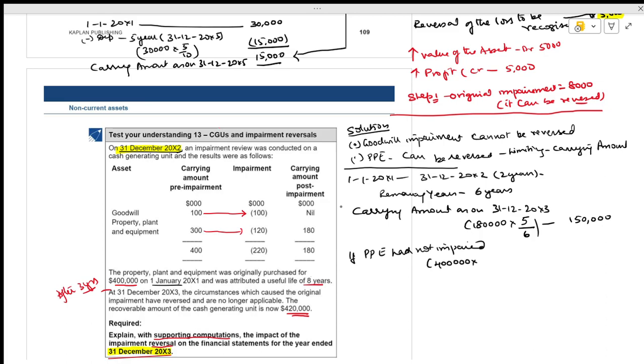400,000 times how many years? How many years are left? 5 years. Total number of years are how much? 8. This is the way we are doing for the first time. Don't get confused. Okay, times 8. It comes to how much? It comes to 250,000. You see, if it is not impaired, it is 250,000.